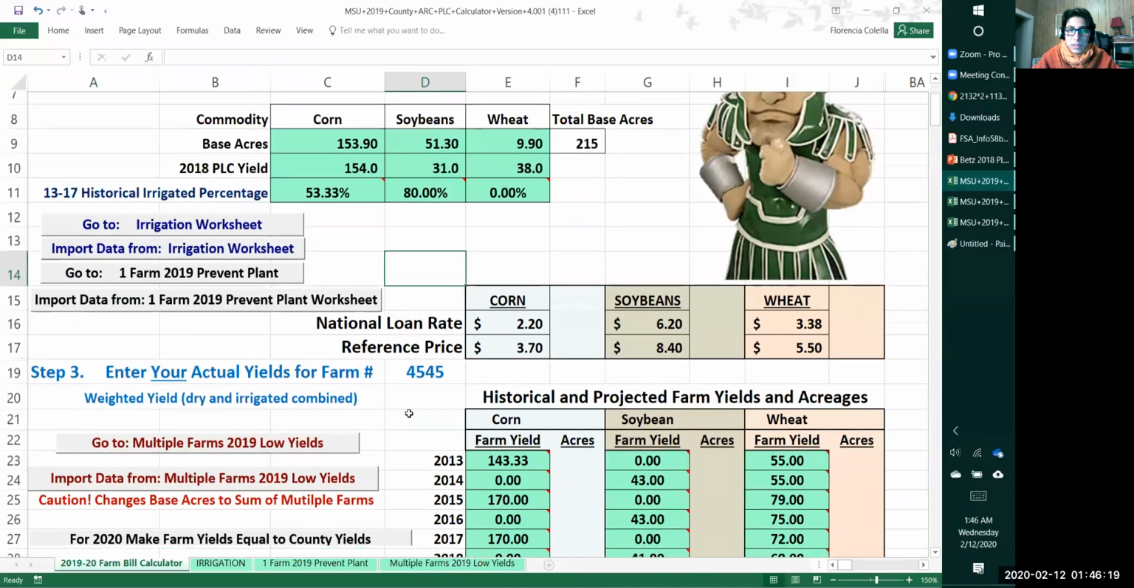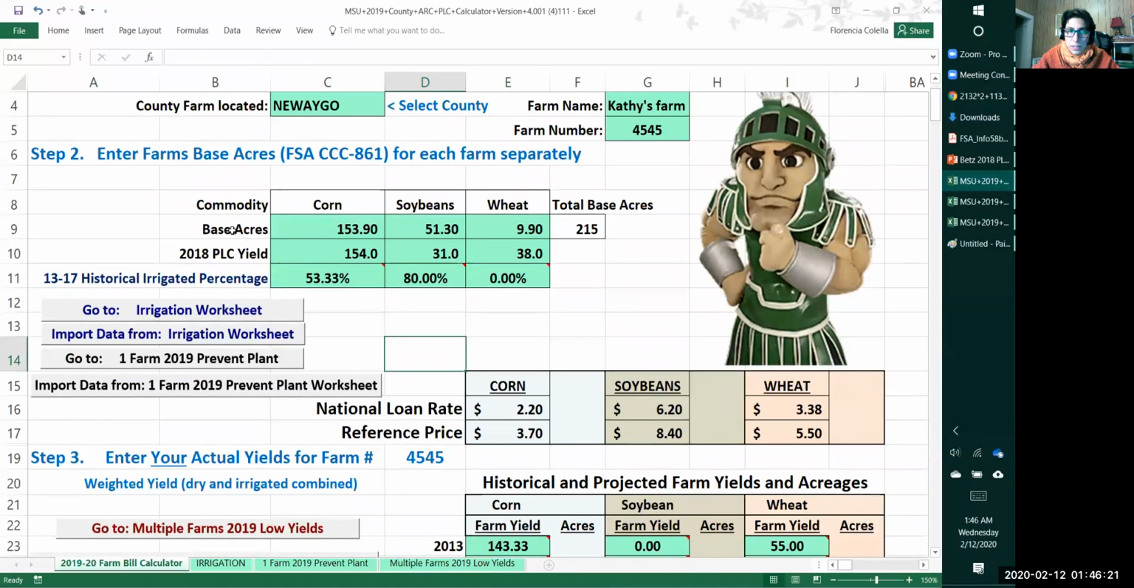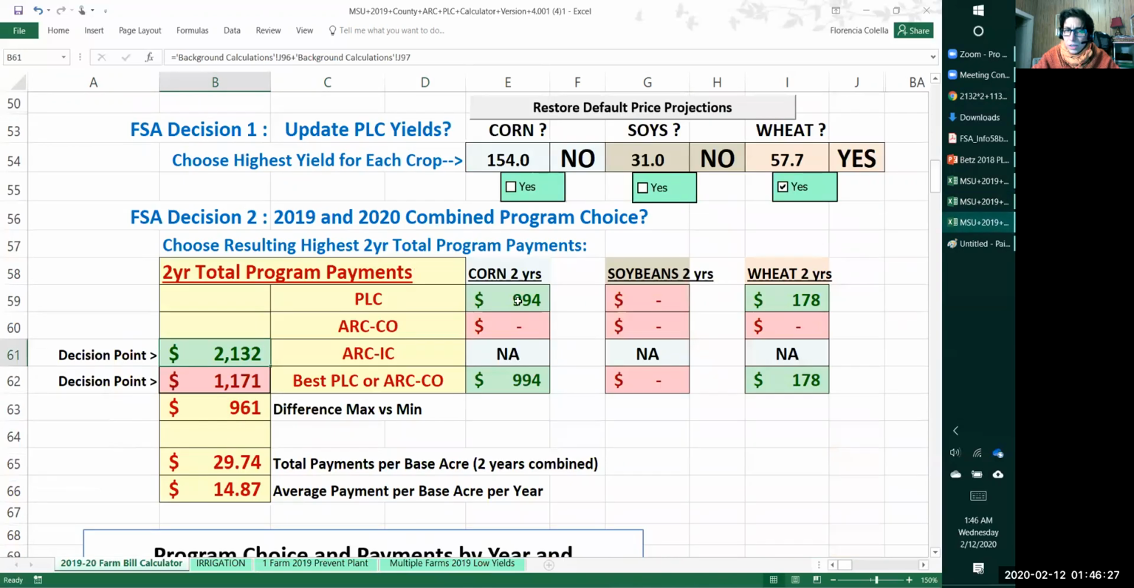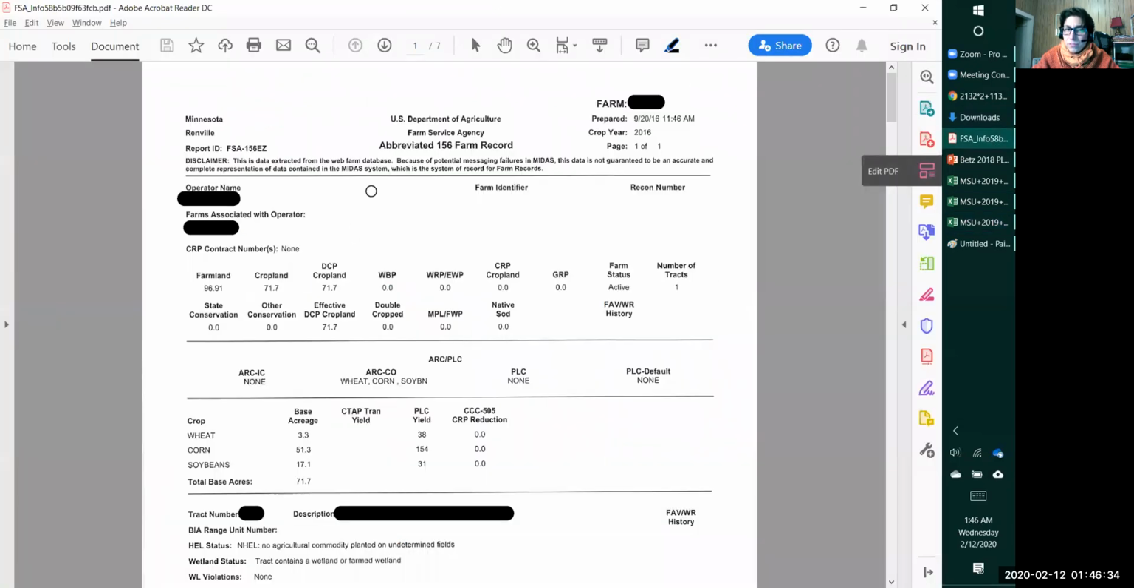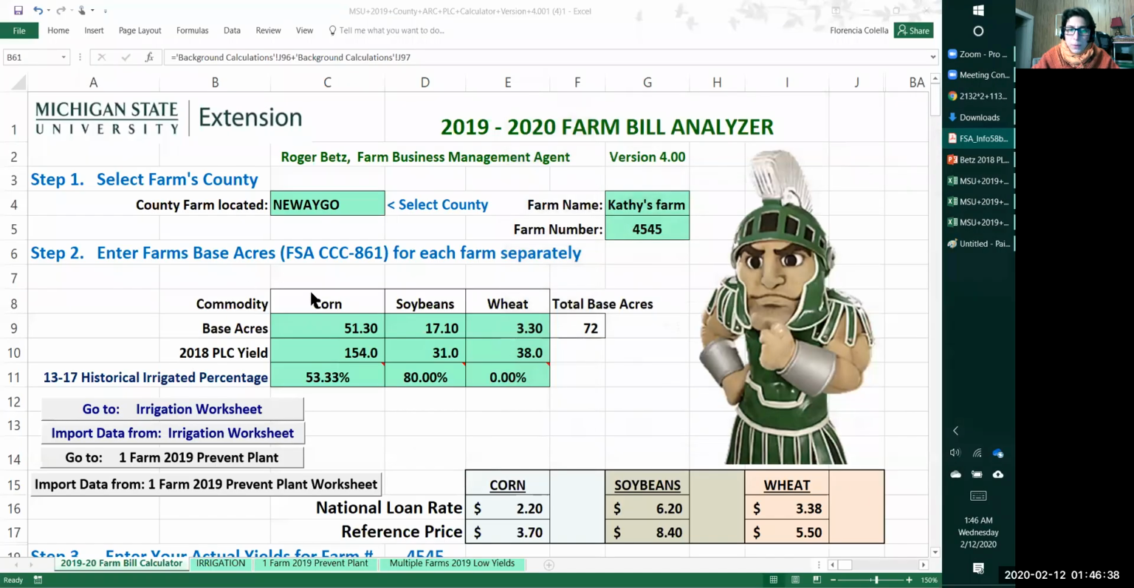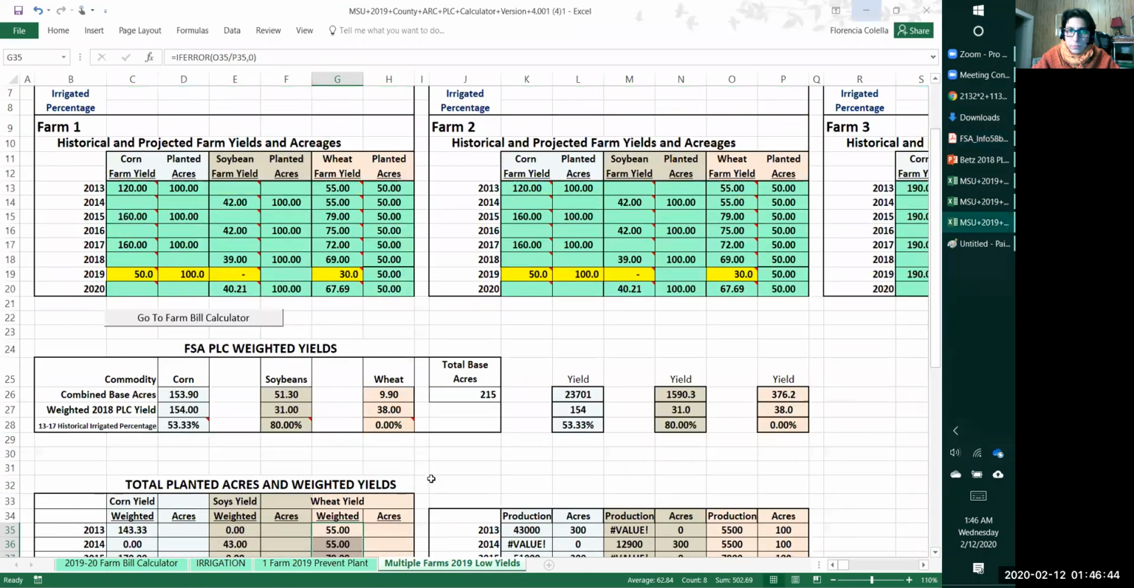So in this file, you will notice that the base acres and the yield are higher than the other examples that we had used. We had been using 51.3 base acres, 154, the information that we had gotten from the FSA report. But what I've done here is I've gone to this last page.